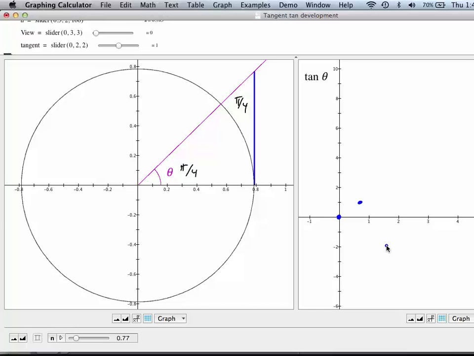So as the angle changes from 0 to pi over 4, tangent changes from what to what? 0 to 1. So as the angle changes from 0 to pi over 4, tangent changes from 0 to 1. Okay, what about from pi over 4 to pi over 2? So we're tracking the length of the blue line in radius lengths. What's happening? Does it increase or decrease? Starting at 1, it increases.